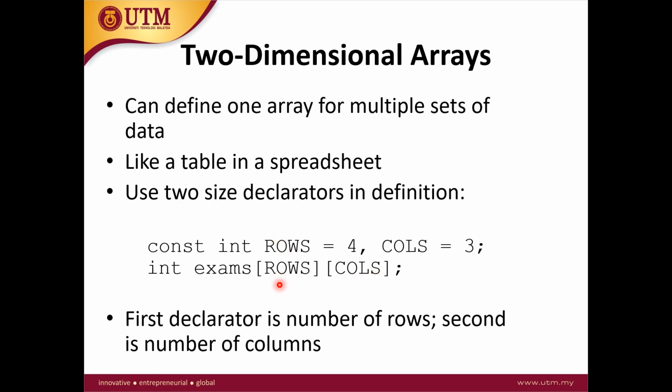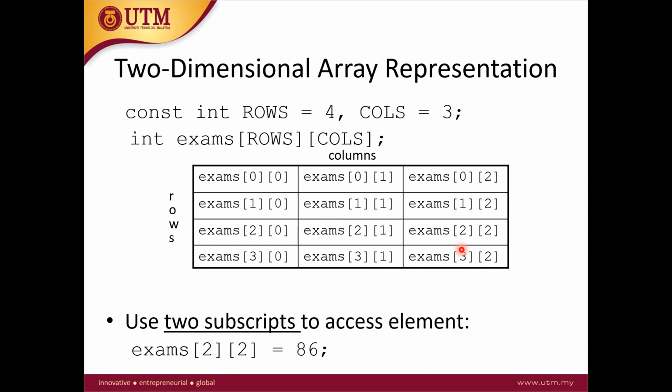The first one is specifying the number of rows, while the second one is the number of columns. This is very important. That means this table array, or matrix, or two-dimensional array consists of 4 rows and 3 columns. Look here, we've got constant int rows 4 and cols 3, and int exam, which is the name of the two-dimensional array, and this is the size of the rows, and this is the size of the columns. That means we've got 4 rows and 3 columns.